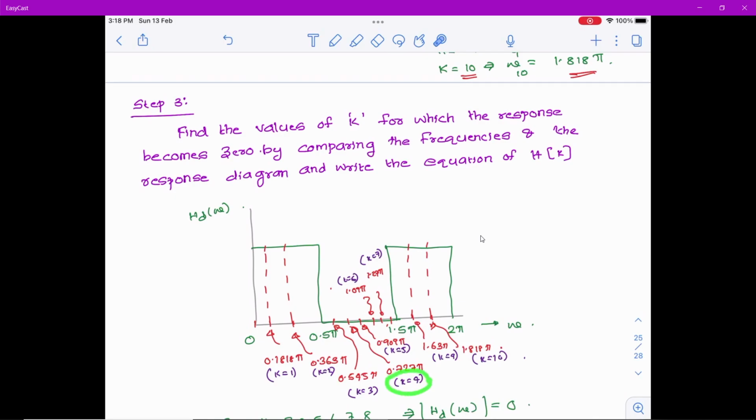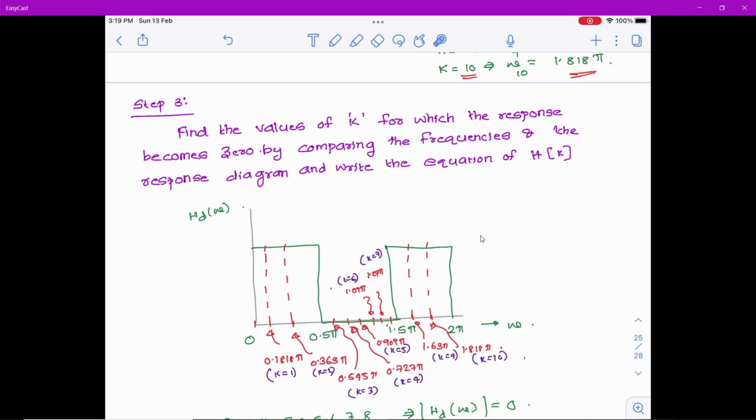Similarly, for k equal to 4 the value of omega is 0.727 pi, whose value in our case is 0. And so on. So you can see that not for all values of k you will have a value for HD of omega. That is, only for k equal to 0, k equal to 1 and k equal to 2 do we have values, that is equal to 1. For k equal to 3, 4, 5, 6, 7 and 8, the values are 0. For k equal to 9 and 10, the value is 1.